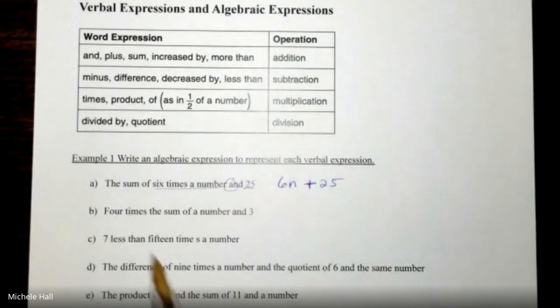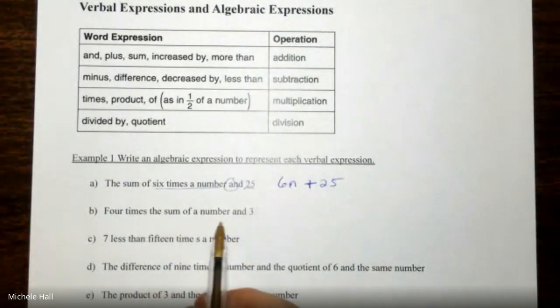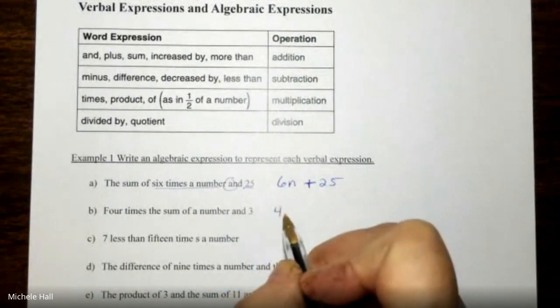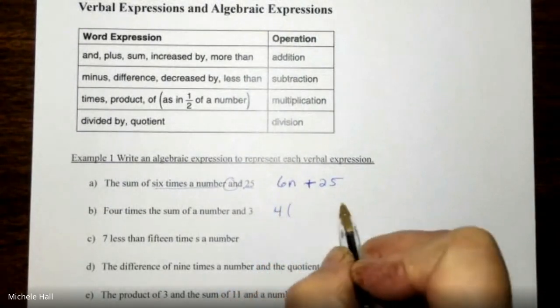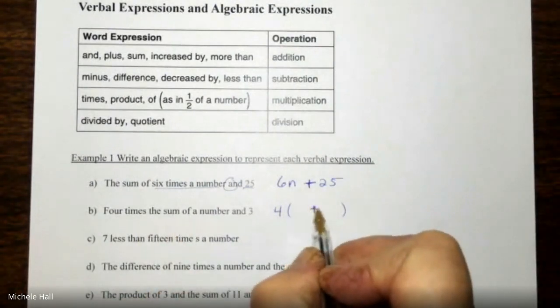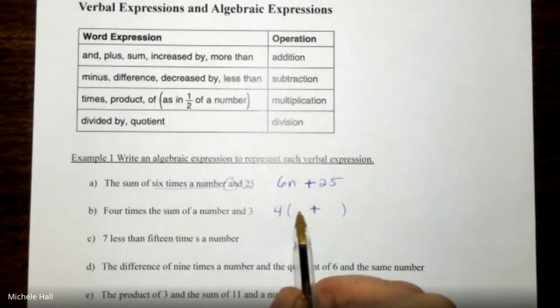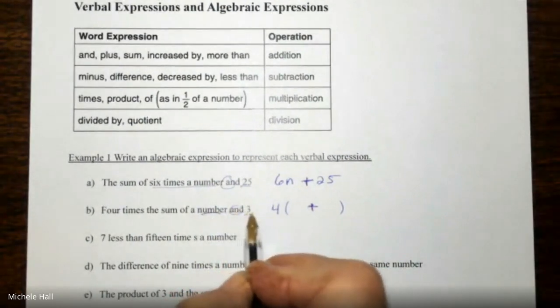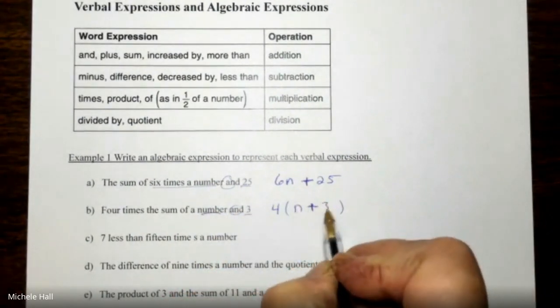B, 4 times the sum of a number and 3. 4 times what? The sum. We needed to use parentheses because 4 needed to be multiplied to 2 things. The sum of what? A number and 3.